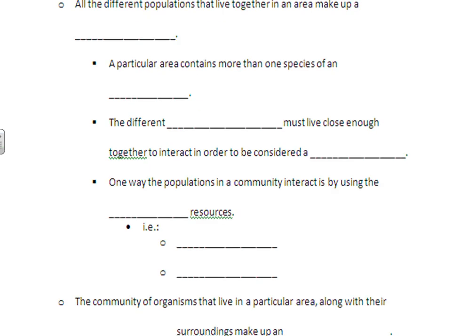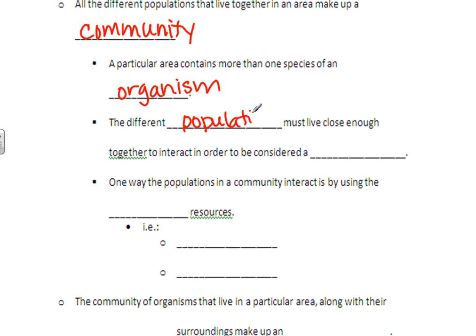Now, all the different populations that live together in an area make up what's called a community. Okay, this is when a particular area contains more than one species of an organism. And the different populations must live close enough to interact in order to be considered a community.